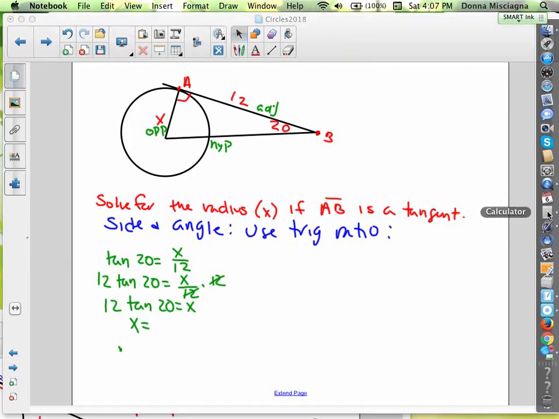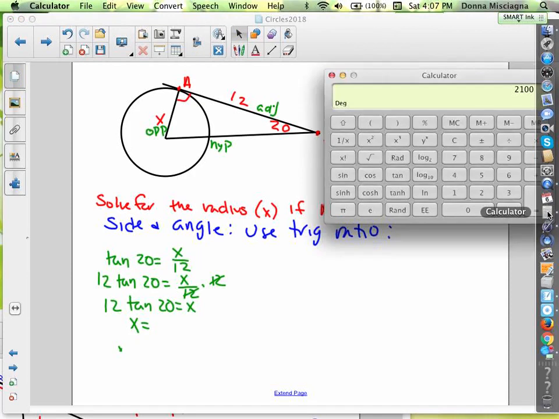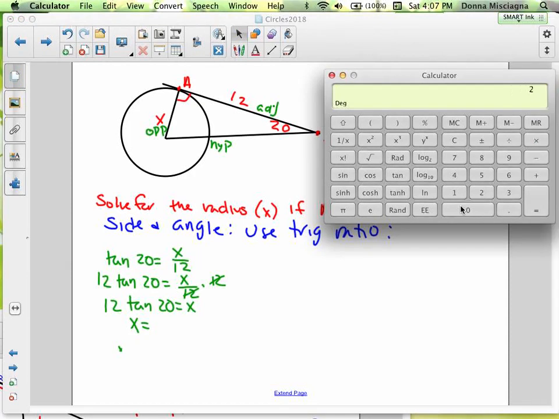I'll grab out a calculator. All right, so there's the tangent ratio for a 20-degree angle, and then times 12. So we have the radius is around, at 3 decimal places, 4.368.